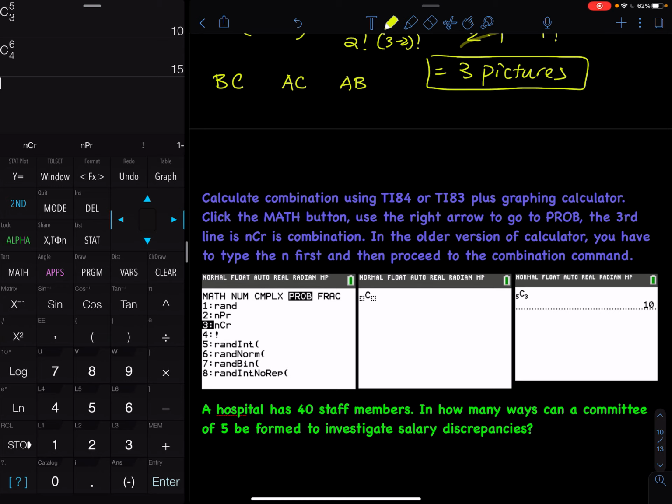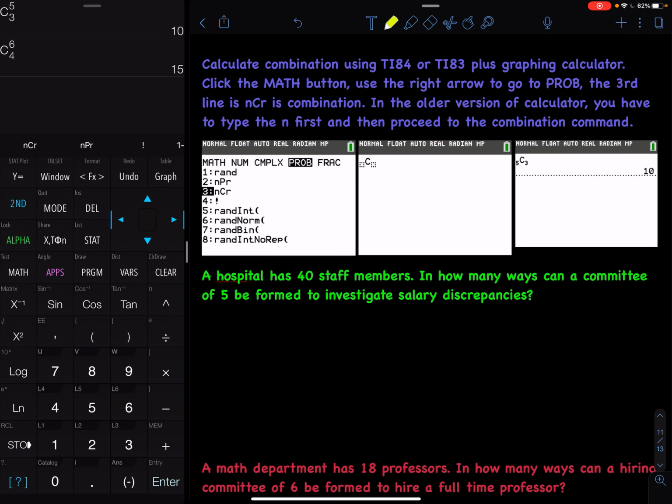All right. So let's do an example. A hospital has 40 staff members. In how many ways can a committee of 5 be found to investigate salary discrepancy? So there are 40 members in a hospital. You want to take 5 of them. Is the order important? No, because I am not giving them any specific positions. I take 5 people out.